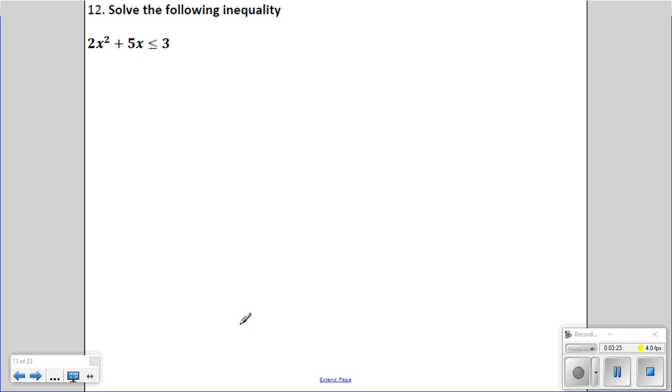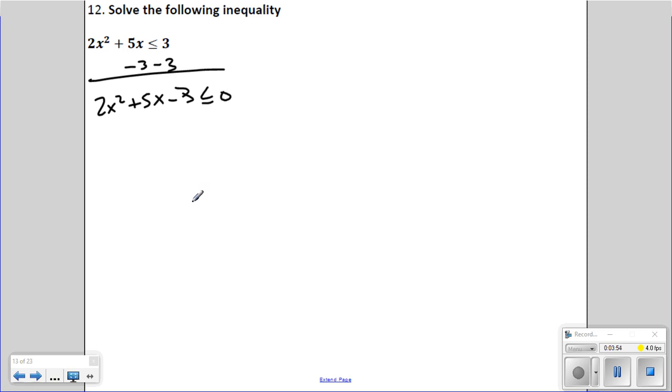We also talked about inequalities about 3-4 weeks ago in the last unit. The first thing we have to do to solve this inequality is find our roots, but we can't find our roots until everything's on one side. So that means subtract 3 from both sides, which gives you 2x squared plus 5x minus 3 is less than or equal to 0.